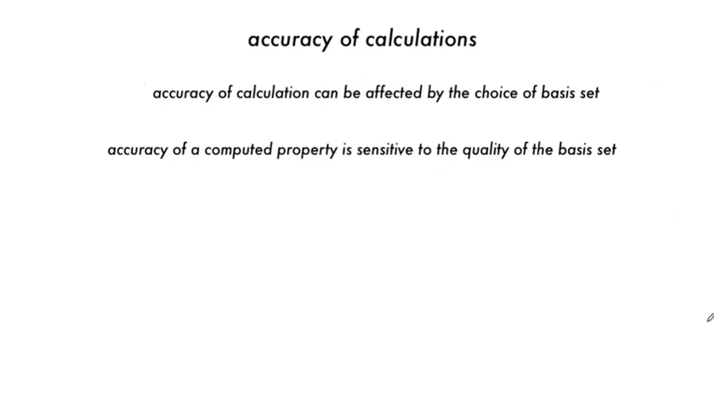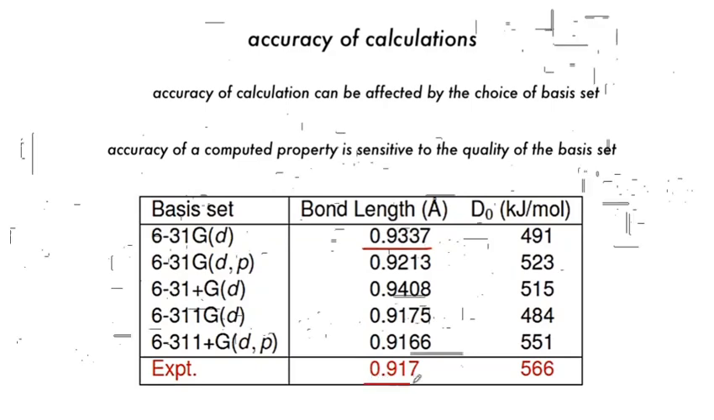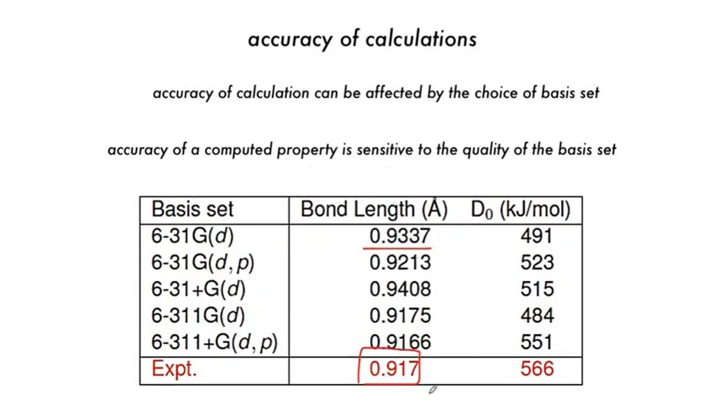So accuracy of calculation can be affected by the choice of basis set. Accuracy of a computed property is sensitive to the quality of the basis set. So here is a calculation. I think this is for the hydrogen. I'm not quite sure I can't remember what bond this is for, but it's basically a comparison of how the bond length changes and how the energy of that bond changes. That's the dissociation energy with different basis sets compared to the experimental. So you can see here with a rather simple basis set, there is a significant difference between the bond length computed 0.9337 and that experimentally determined bond length here, 0.917.